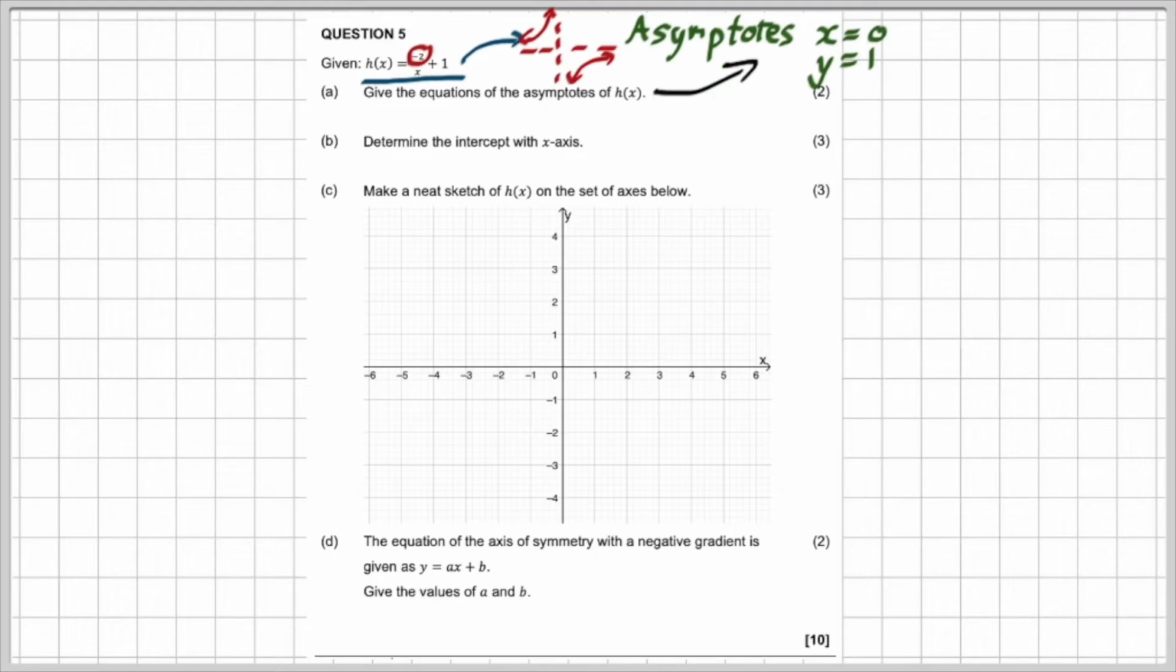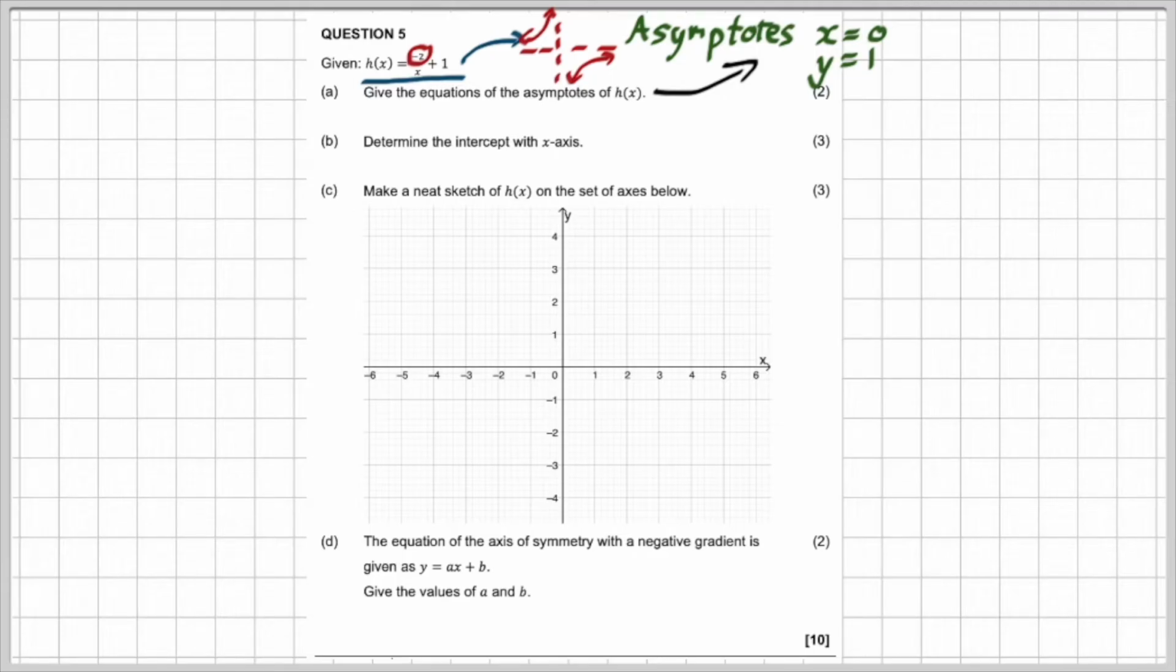But wait, I've already answered question A. Yay! The equations of the asymptotes, and please be careful, it's equations. It's not just values or a coordinate. It is equations of the asymptotes, that is at x equal to 0 and at y equal to 1.